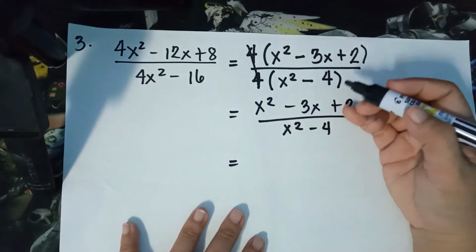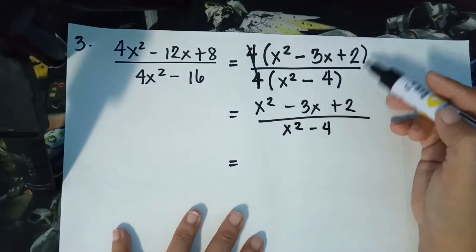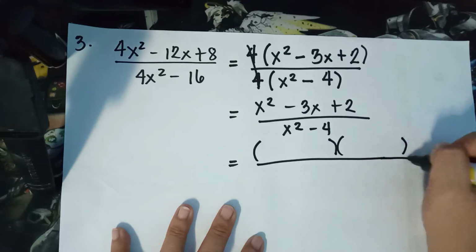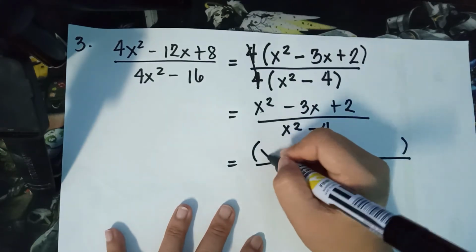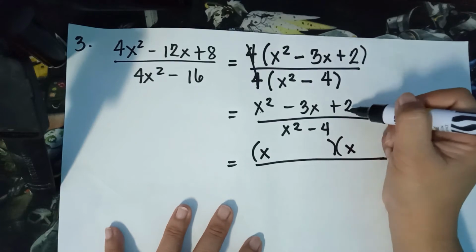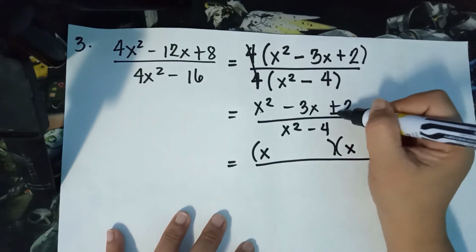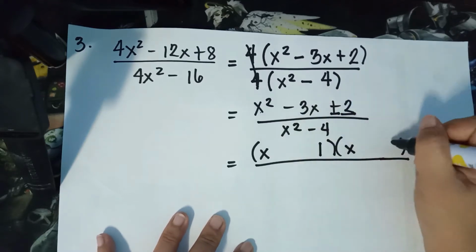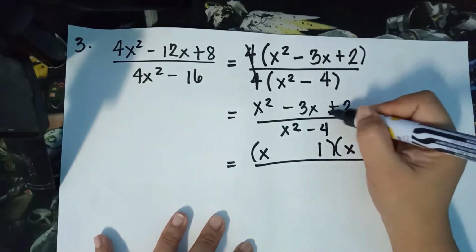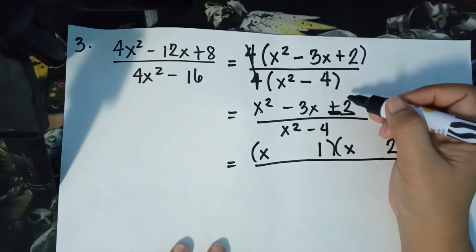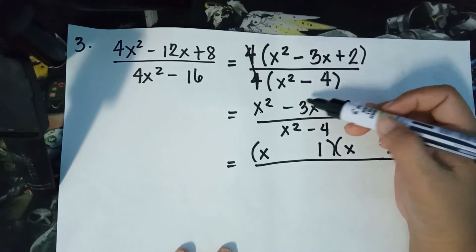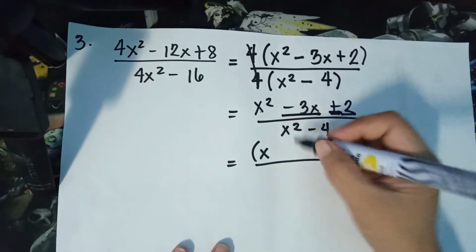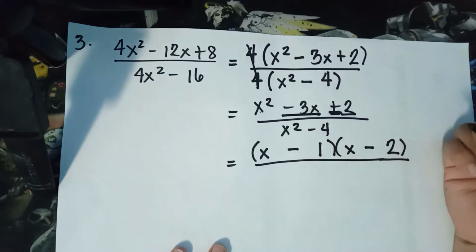But based on observation, this is a trinomial, which has factors. We prepare two parentheses. Factors of x squared are x and x. And we will find the factors of 2 that, if you add them, the answer is 3 or negative 3. That is 1 and 2. And since the last term is positive, we will have the same sign. It can be positive or it can be negative. But since our middle term is negative, we will follow the middle term.